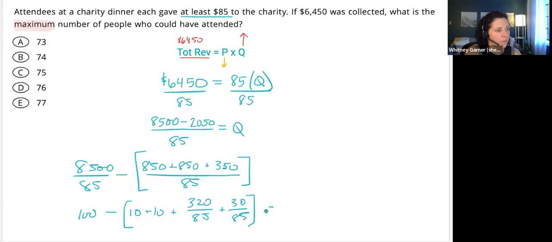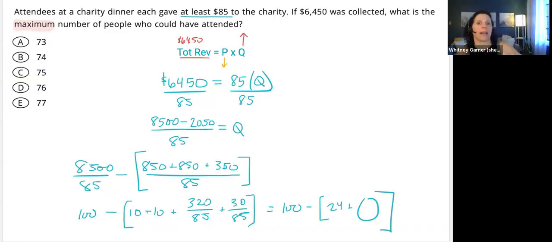So I've got my 100 minus 24, like this extra junk over here. That's not like a full person. And so I can't actually account for this last person. And so I would have to only be able to have 100 minus 24 and some change. So I have to go all the way down to 75.